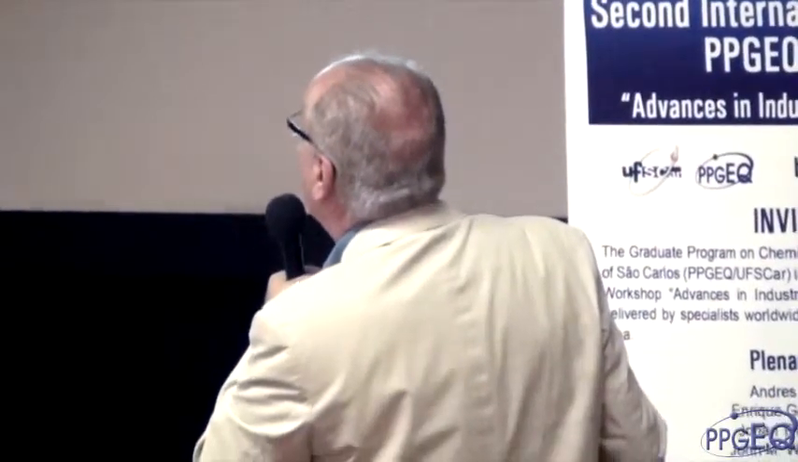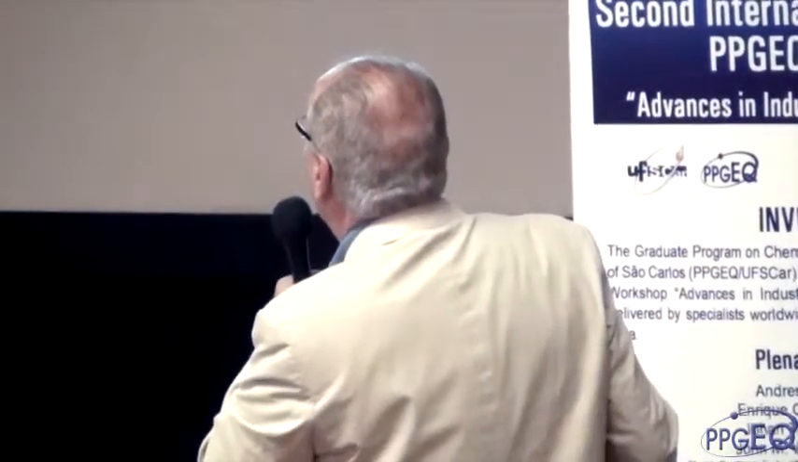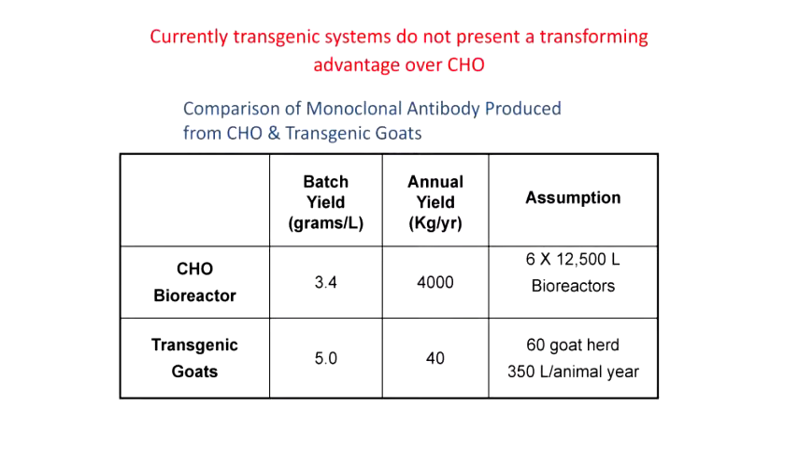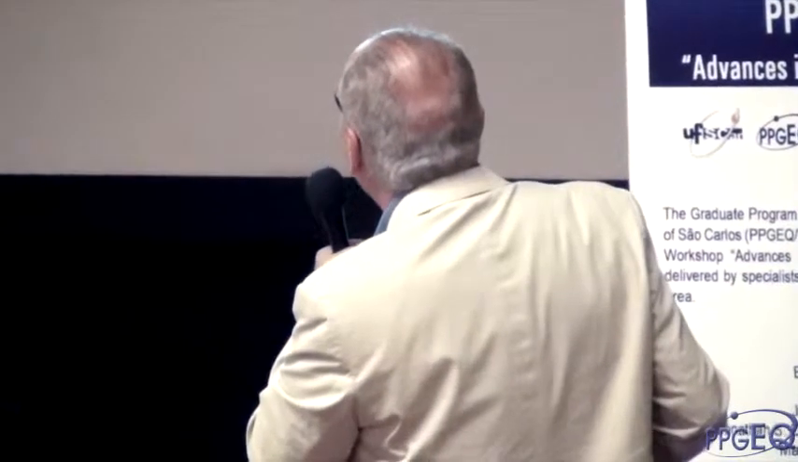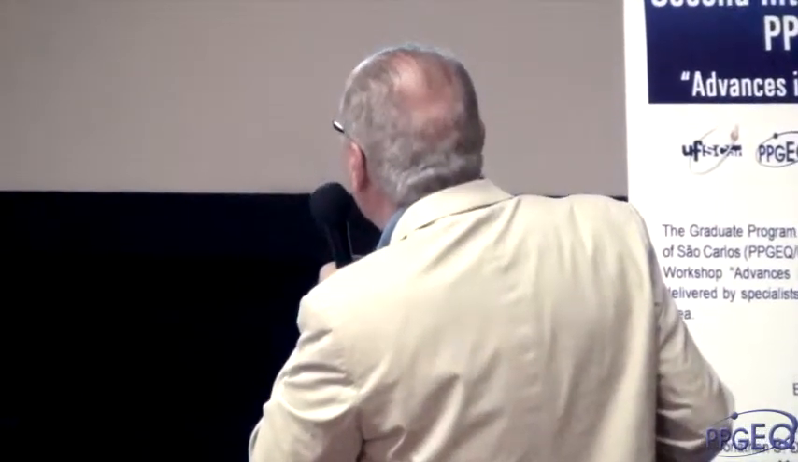And you see here, to produce at this level, 3.4 gram per liter, and the yield, 4,000 kilogram, that's 410 per year, so you need around 6 times 12,000 liter bioreactors. And look at this, compare this with the transgenic crop. Here you have to produce the same, about 5 gram per liter, for an annual yield of 1460 goats. So if you convert that and you wanted 40,000, then you will need 10,000 goat herd to produce the same amount.